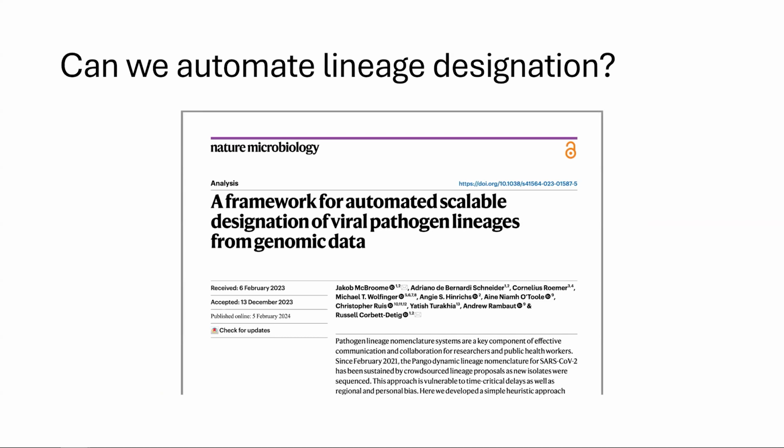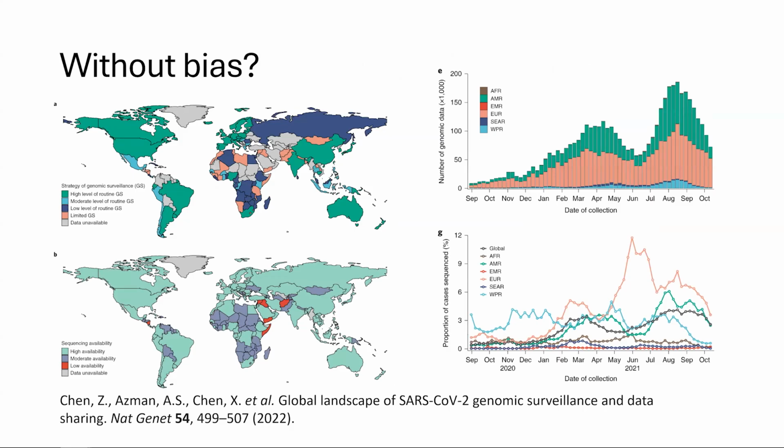And there has been a paper about how to automate lineage designation based on sets of criteria. We'll hear more about that from Angie shortly. And whilst this really could reduce the lineage designation burden, manual curation will always be needed in order to make sure that the resulting lineages are not biased by the different sampling strategies. There's a huge variation across the countries in the world of the density of sequencing, and over time, the strategies changed in countries over time.